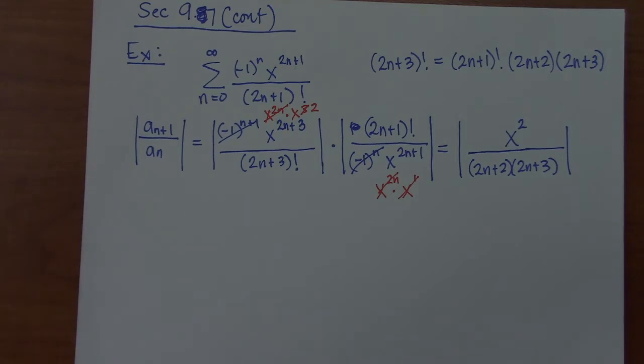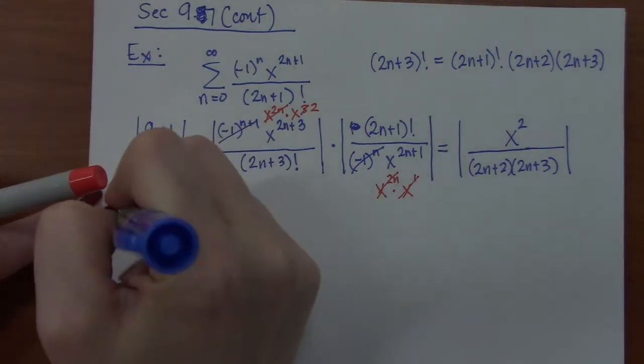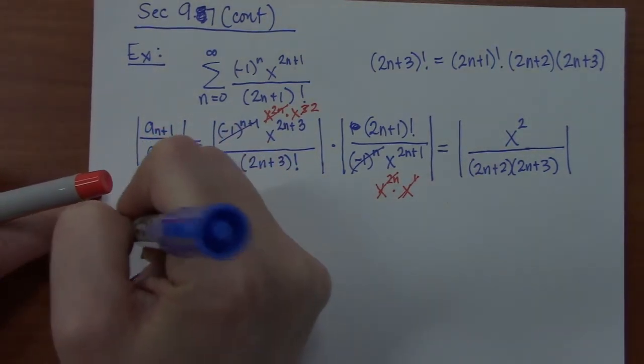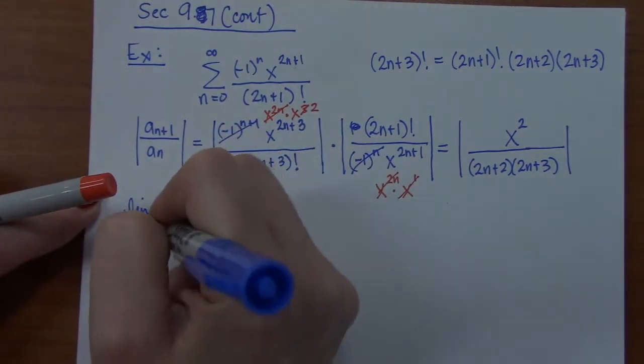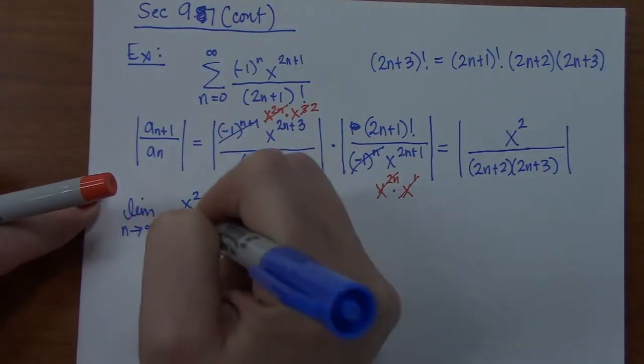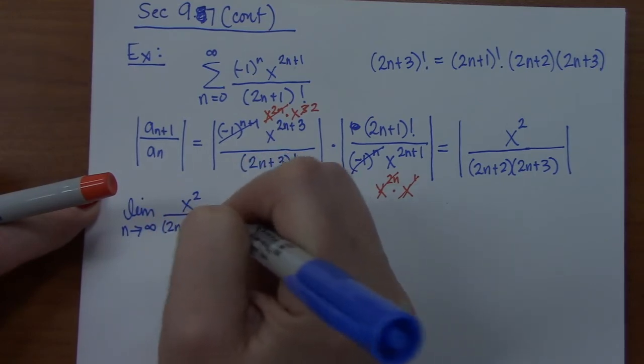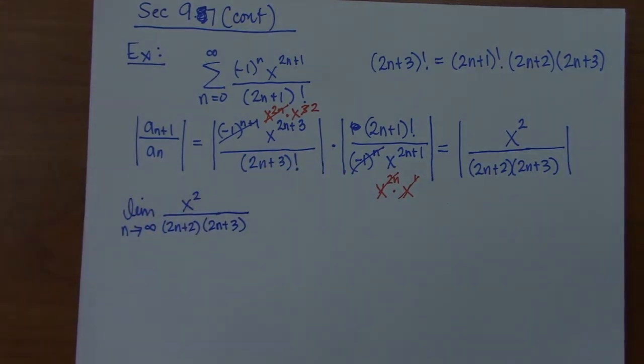absolute value would technically be x, but x is squared. So no matter what value of x you plug into this equation, everything in this ratio is going to come out to be positive. So I can simply now take the limit as n goes to infinity of x squared over 2n plus 2 times 2n plus 3.